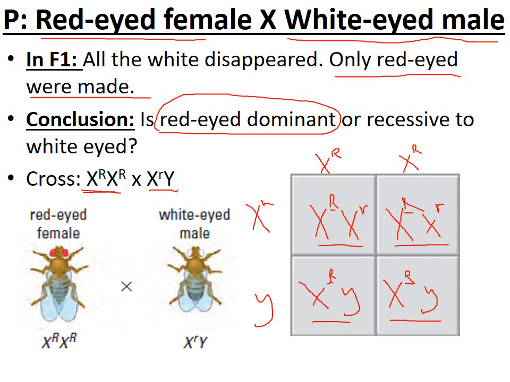Now at this point, we couldn't really tell if the eye color is on the X chromosome or on an autosome. So Morgan then decided to take the F1 individuals and cross them with each other.